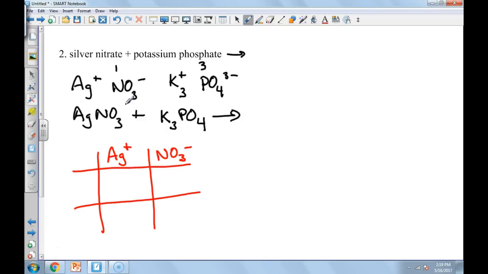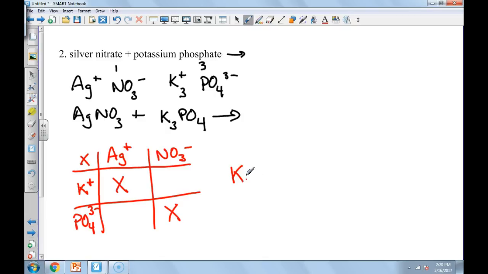Now, if it's a polyatomic ion, just keep it together. An ion acts as a whole unit. So if it's a polyatomic ion like nitrate or a monatomic ion, one atom, like silver, it's all still just one unit. So nitrate is just going to act like it normally does. Now potassium is going to be K plus, and then phosphate, PO4 3 minus. Again, we know that positives aren't going to be attracted to each other, and negatives aren't going to be attracted to each other. So what are the products going to be?